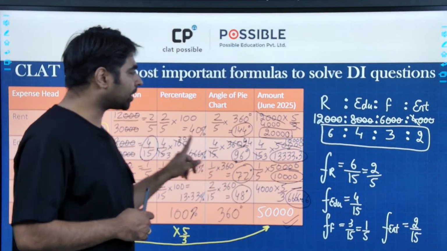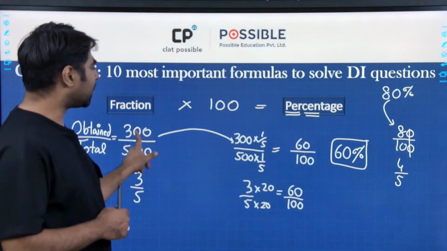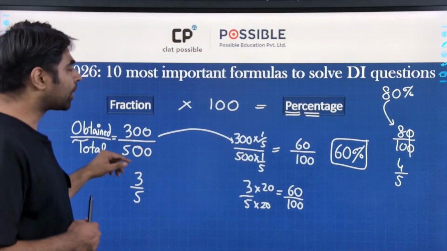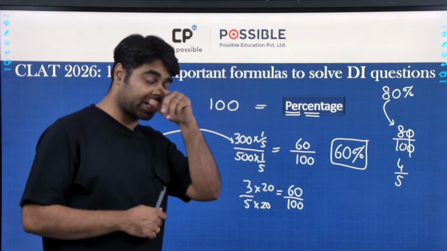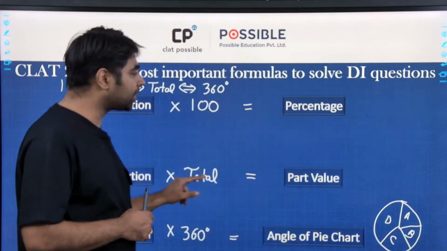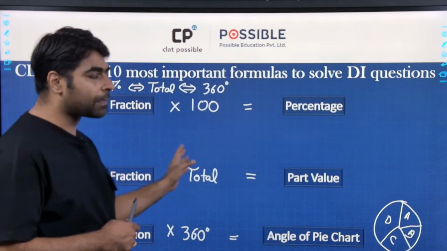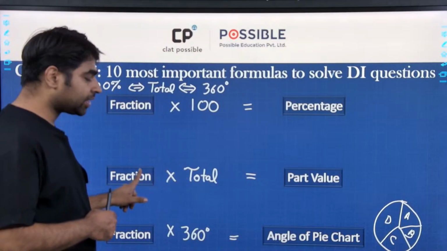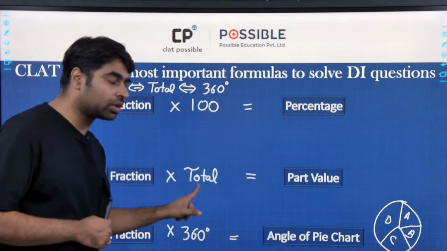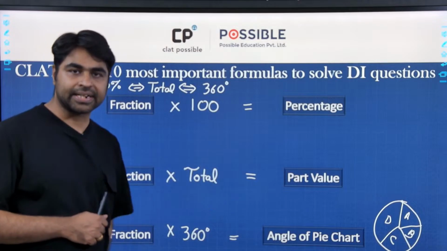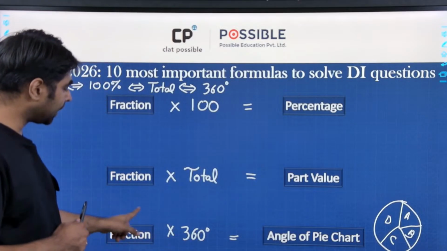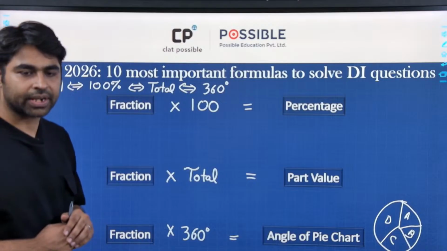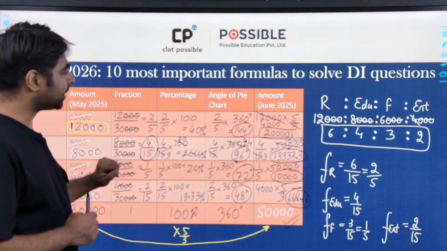So what did we discuss? I'll just revise it for you. A fraction. What is a fraction? What is a ratio? Remember that. How can we convert a fraction into a percentage or a ratio into a fraction, that we saw in the last part of it? How can we convert a fraction into a part value? Just like in the next portion we did, the fraction when multiplied by the new total was a part value. We did an example of that. And a fraction when multiplied by 360 degrees will be the total angle of the pie chart. That was the next concept there as well.